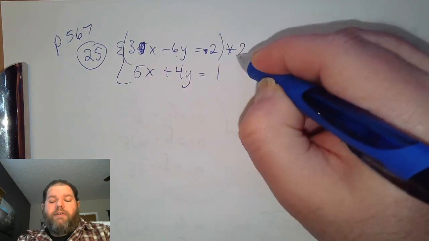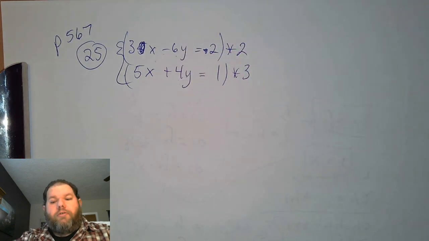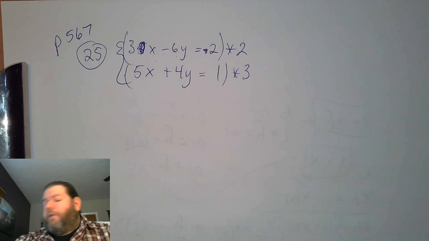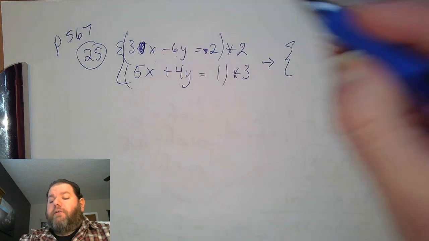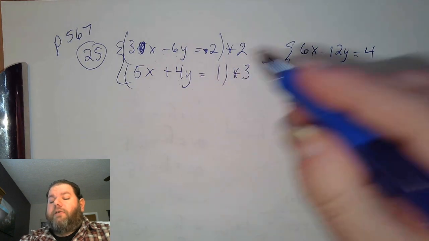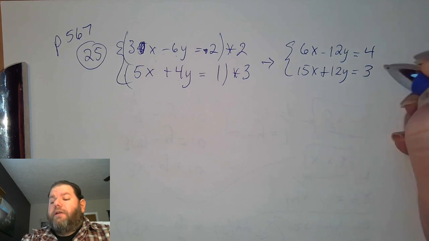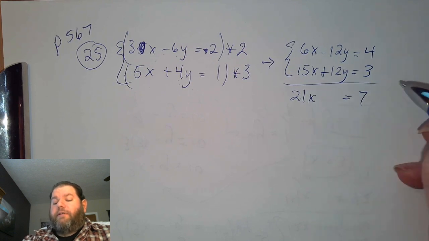So the point of this is that sometimes we need to multiply both equations by a number to get some kind of common multiple that we can then cancel out. So doing that, we get 2 here, so that'd be 6x minus 12y equals 4, and then times 3, that'll be 15x plus 12y equals 3. Adding those together, we get 21x equals 7.